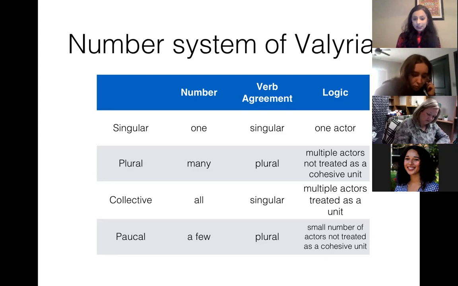And there are multiple actors, but they are not treated as a cohesive unit. So there are multiple people. So if you have multiple pens, I can't find any other pen other than this one. But if you have multiple pens at this point or multiple people at this point, they're all individual. They're not treated as one unit. That's plural. The opposite of that is collective, where you use the number all, right? So all men collectively. So you use a singular verb agreement.